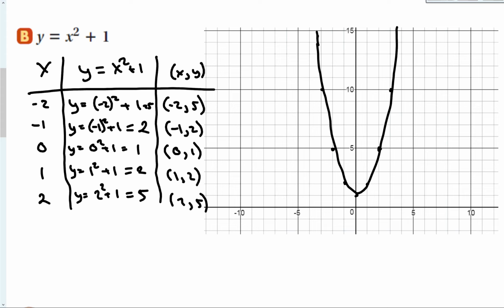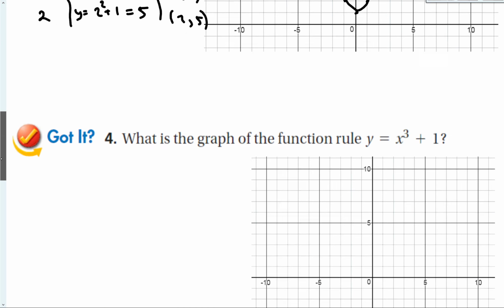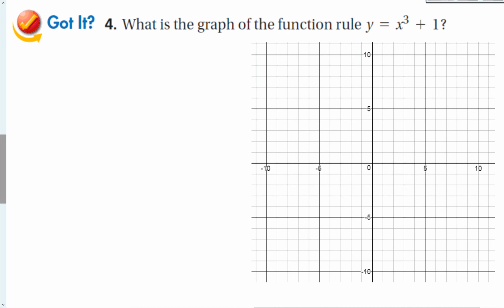But even if we didn't know that, even if we didn't know what x squared was going to look like, okay, we have this graph that gives us a nice smooth curve. Okay? And our got it problem, let's see what happens with x to the third. So x to the third plus 1. So I'm just going to make a 2-column table here, x and y.